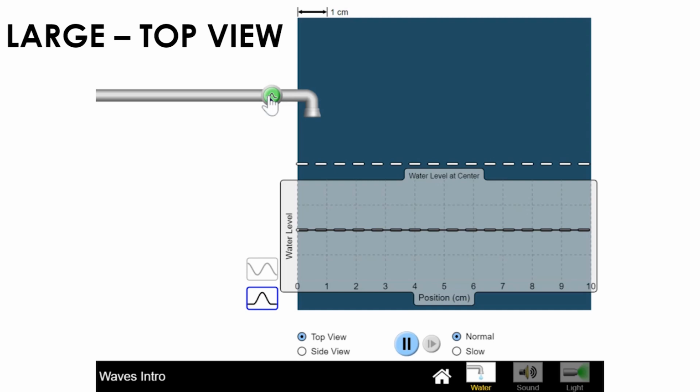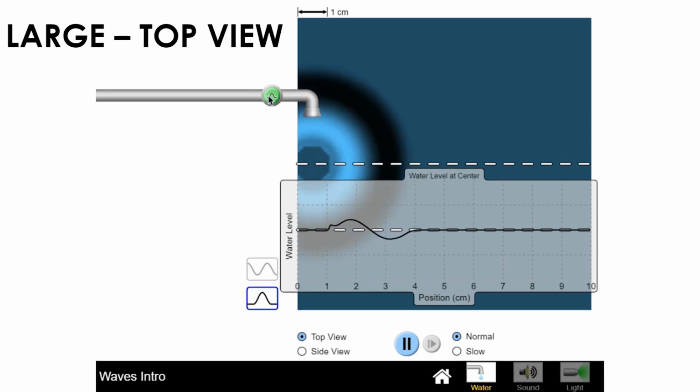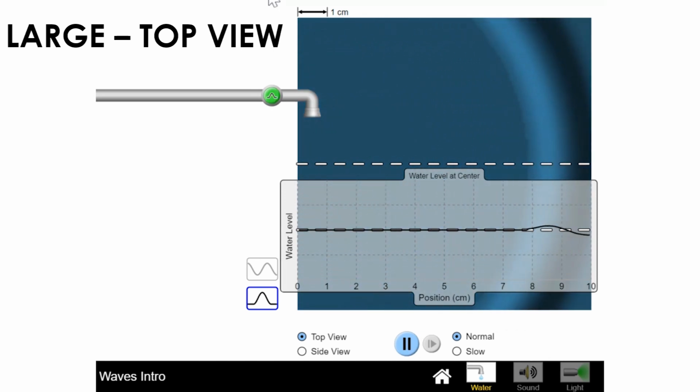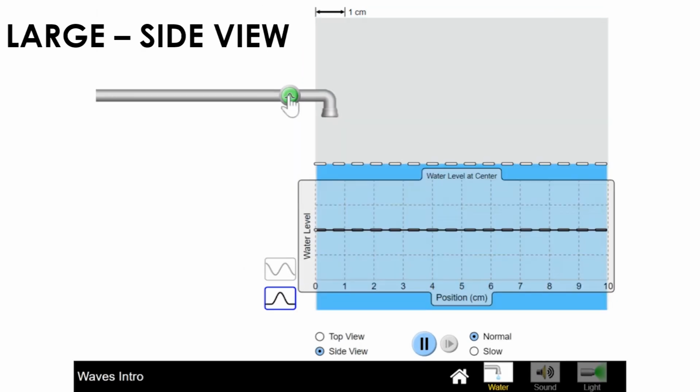Finally, let's look at a large drop that will represent the large rock hitting the water. Pay close attention to the amplitude of the waves. This is the side view of the large rock hitting the water. Pay close attention to the amplitude of the waves.